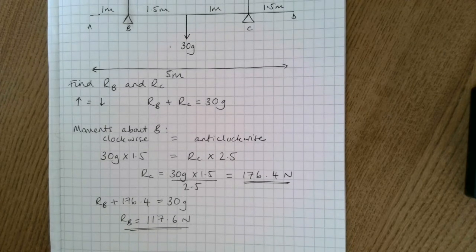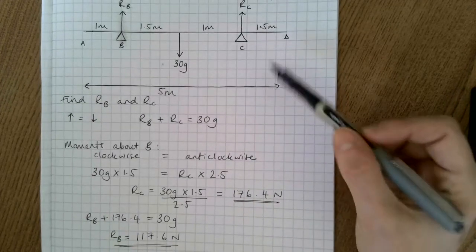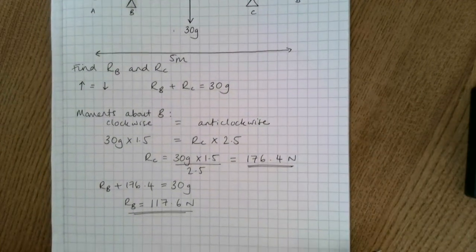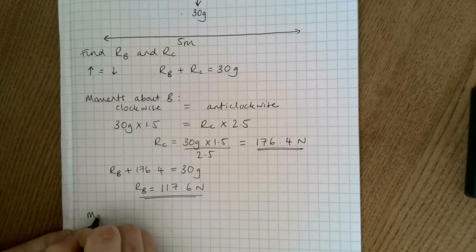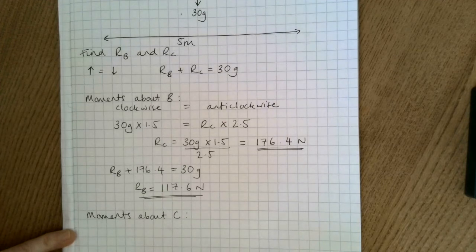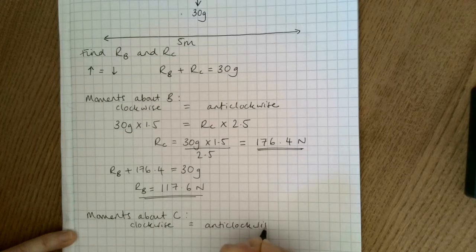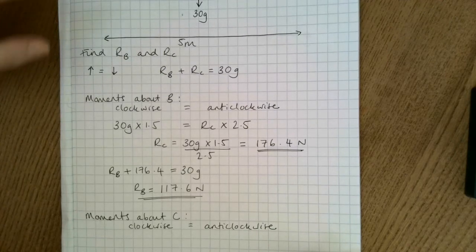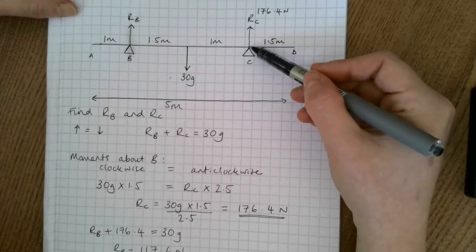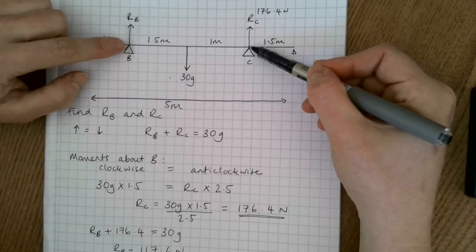But if you wanted to practice taking moments, we could also find RB by taking moments about C. So let's just do that just to check we get the same answer. So let's take moments about C. Because it's in equilibrium, I know that clockwise equals anti-clockwise. So this time, this is my pivot point here. So a clockwise force is this RB.